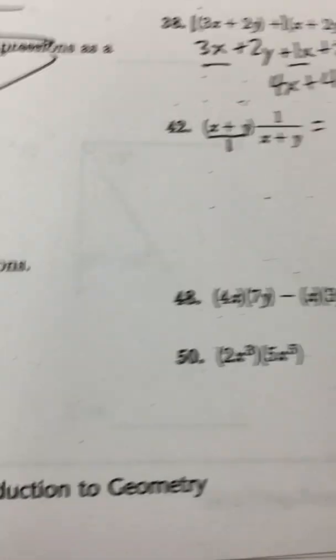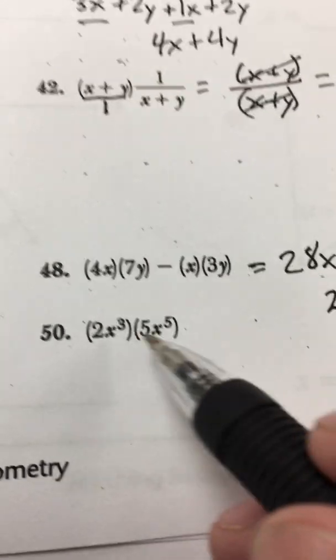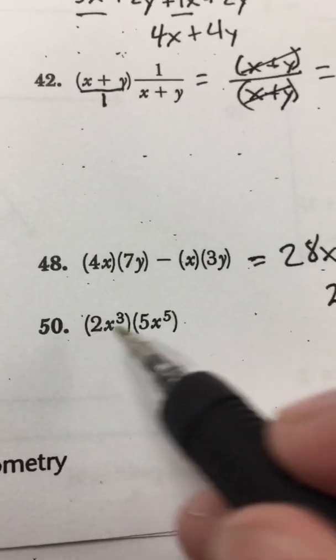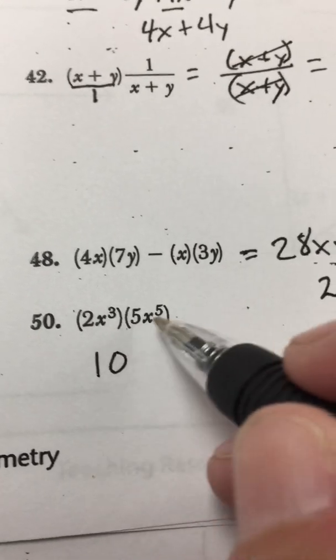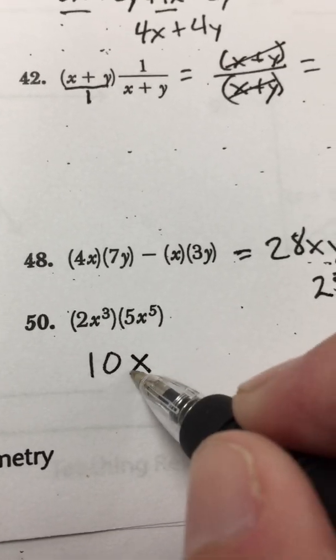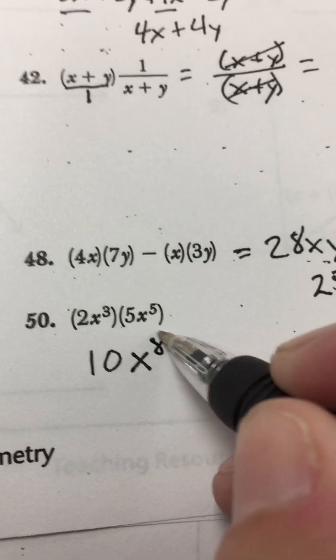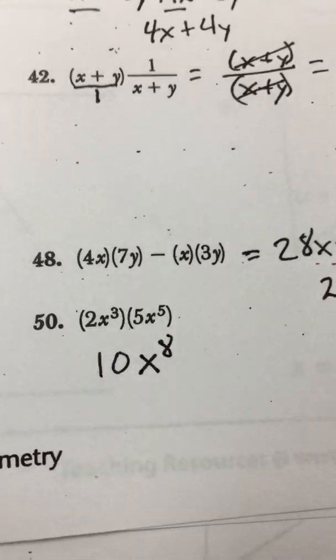Here we go. And then last one on this one, multiplication problem. So we're going to multiply the big coefficient numbers, 2 times 5. And then if the bases are the same, x's, we can add the exponents. So 3 plus 5 is 8. Remember, you add exponents when it's a multiplication problem, and there's the answer to that.